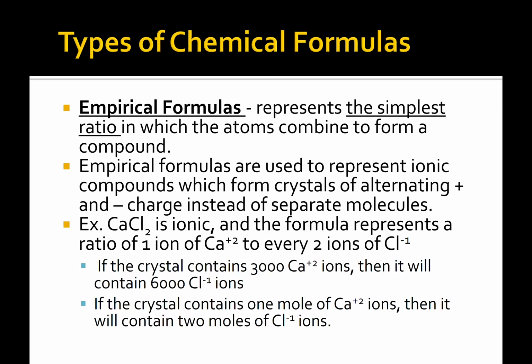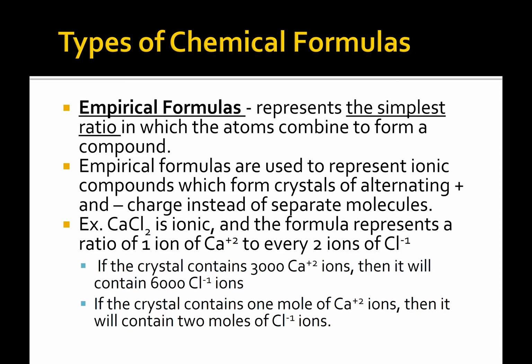And we'll talk about that right now, which is the empirical formula. It represents the simplest ratio in which the atoms combine to form a compound. We often use these to represent ionic compounds, which will form crystals of alternating positive and negative charges. Remember, it's a very polar bond. And that's done instead of forming separate distinct molecules. So calcium chloride is ionic, and the formula, as we can see, represents a ratio of 1 to 2, 1 calcium to 2 chlorine.